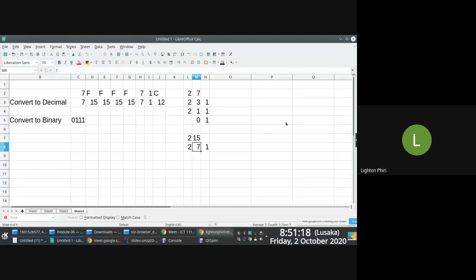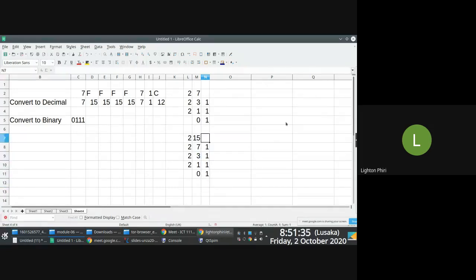2 into 7, the answer is 3, remainder 1. 2 into 3, the answer is 1, remainder 1. 2 into 1, the answer is 0, remainder 1. Reading the remainders from the bottom up, the answer is this.